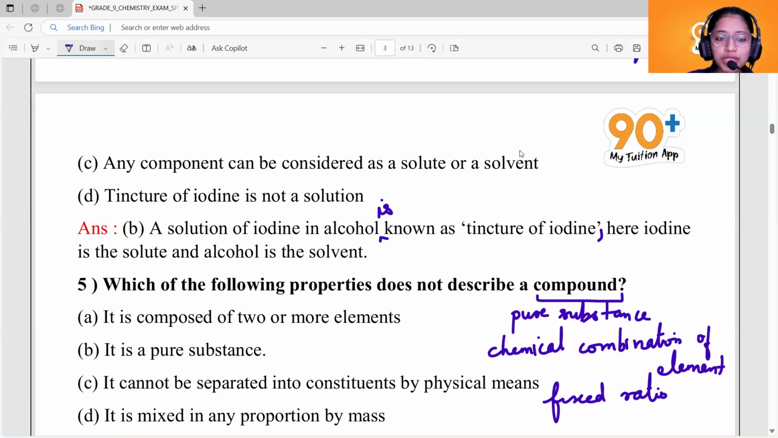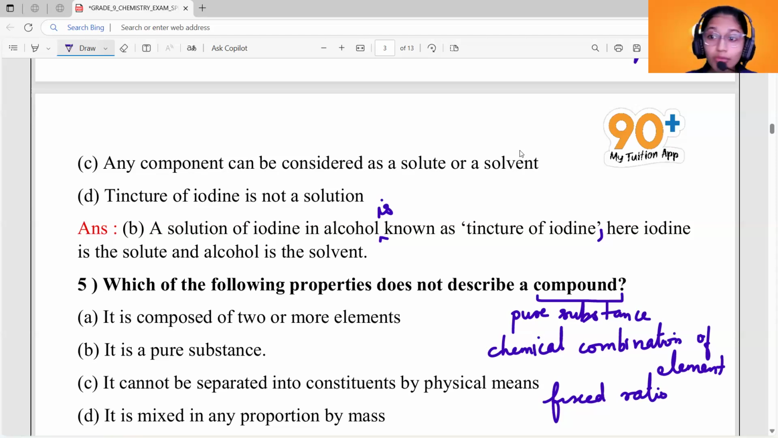What is the third option? It cannot be separated into its constituents by physical means. That is again a correct statement. Remember, we studied that compounds can be separated into their constituent elements only by chemical or electrochemical methods. So here option C is also a property that describes a compound. What about option D? It is mixed in any proportion by mass, meaning elements are mixed in any proportion by mass.